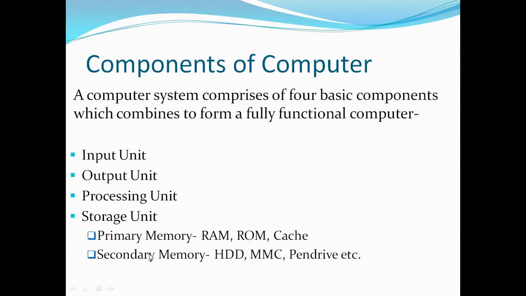So basically, storage is of two types, primary and secondary. Primary is the internal memory that is inbuilt in the computer, which are RAM, ROM, and cache. Secondary memory is the external memory, which is like a backup that you provide externally, which you insert externally. Fine. So these four are the basic components of a computer, which are input unit, output unit, processing unit, and storage unit.